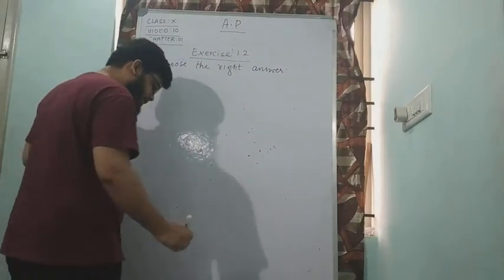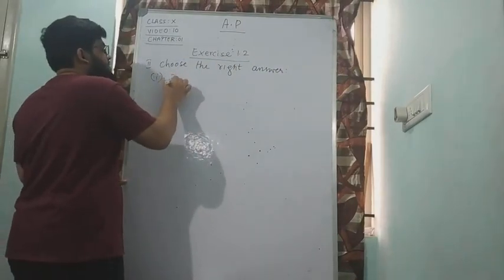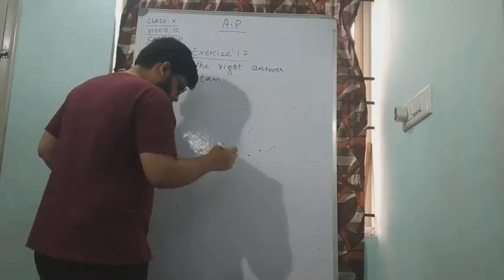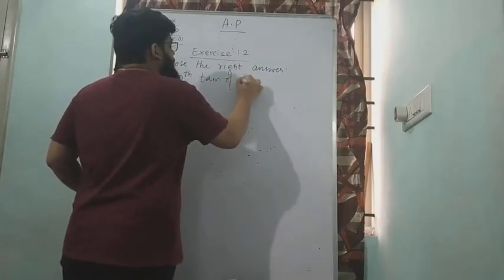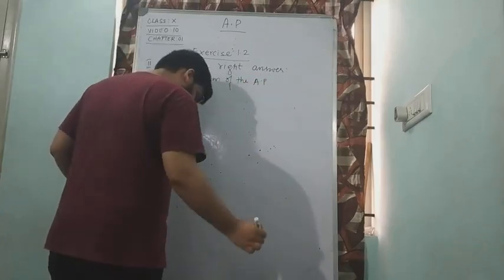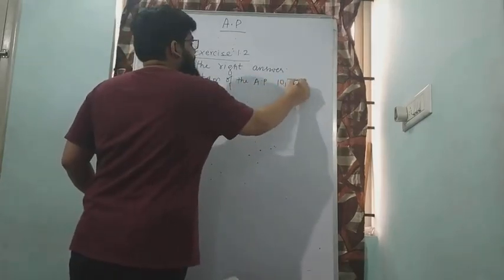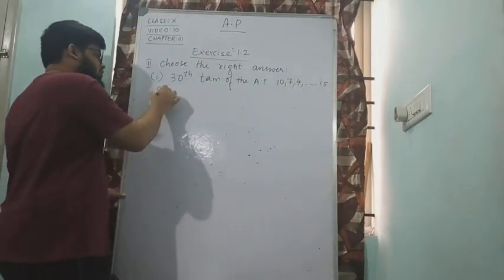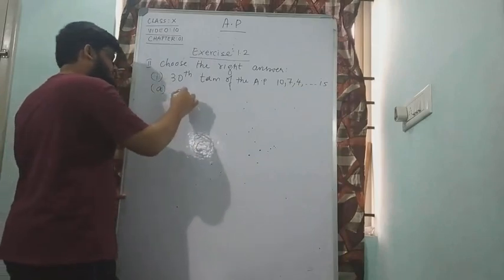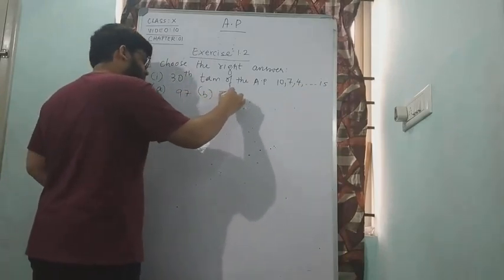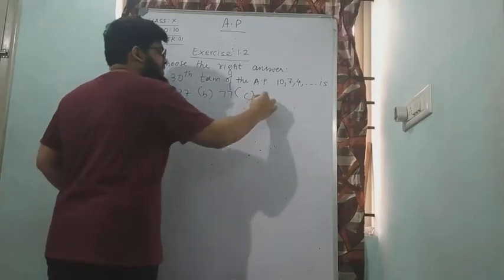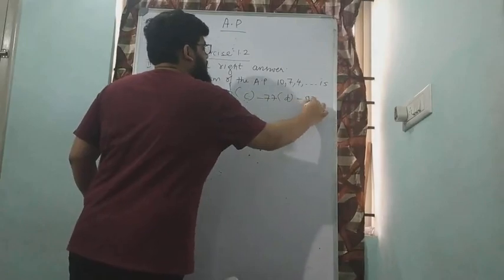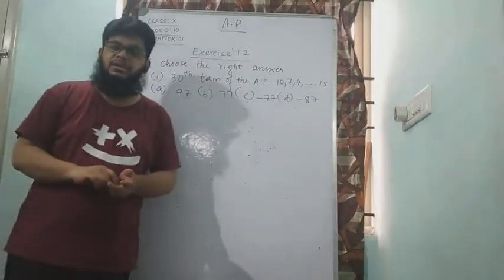Choose the right answer. First question: the 30th term, which means a30, of the AP 10, 7, 4, etc. is, you should find out what will be the 30th term. Option A will be 97, option B will be 77, option C is minus 77, and option D is minus 87. Solve this question. There is one more remaining, which I will do in the next class.